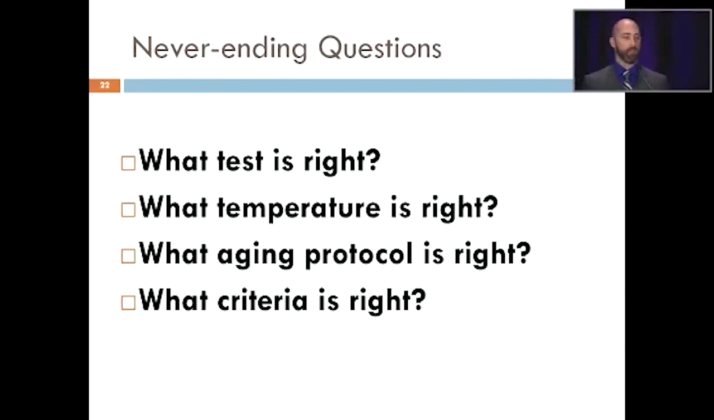All right, should it be 95 degrees for 5 days, 135 for 2 hours, 4 hours, 8 hours? Should we be aging the mix? Should we be aging the binder? Can we create a relationship between the aged binder and the mix and not have to age the binder? The aging debate's going to go on forever.